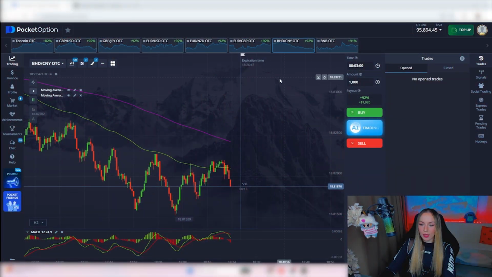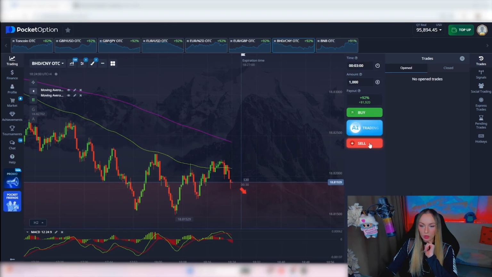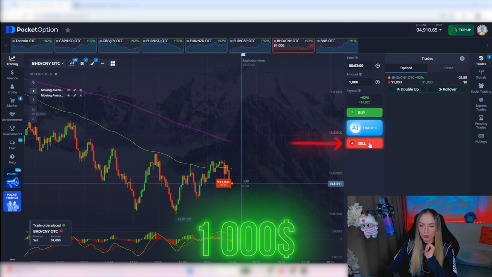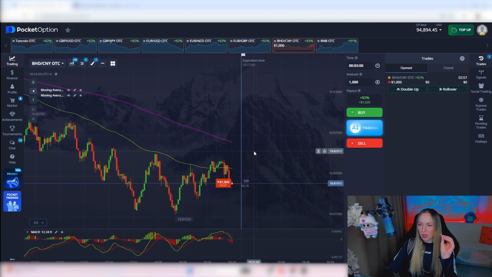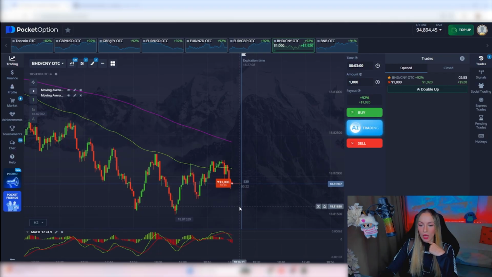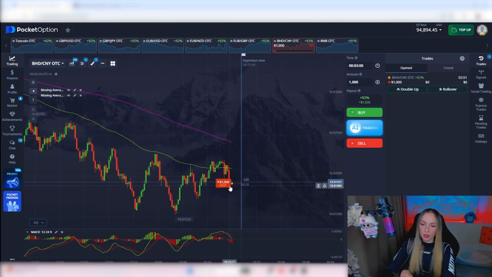On BHD CNY, there is a signal to open the trade down for 3 minutes. I'm waiting for this candle to close, and I will enter. To tell the truth, this currency pair is a little bit lateral right now, but I believe it's going to go a little bit down, and maybe then it will change the direction.